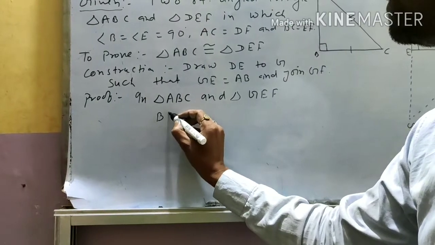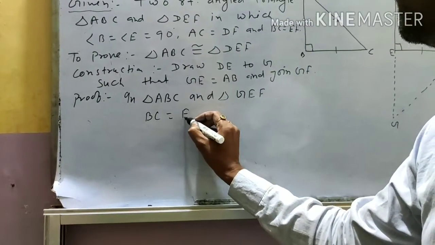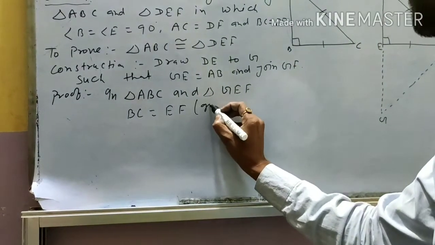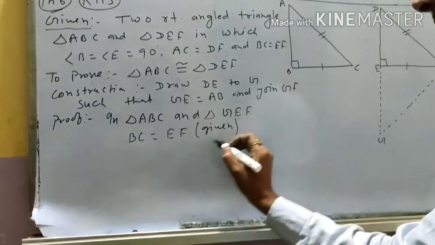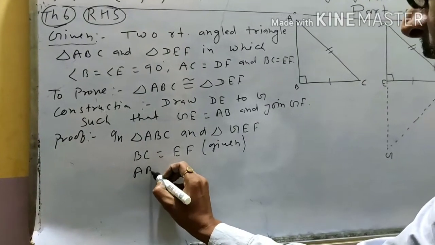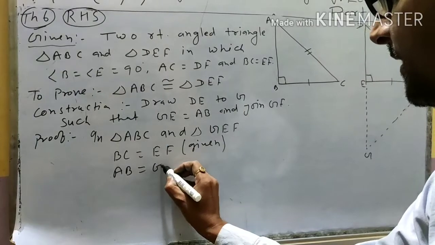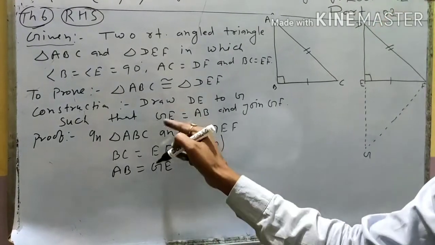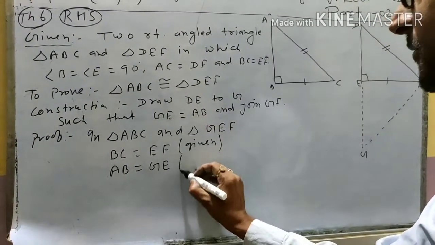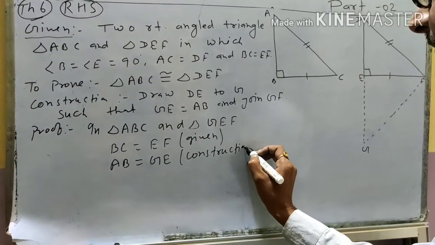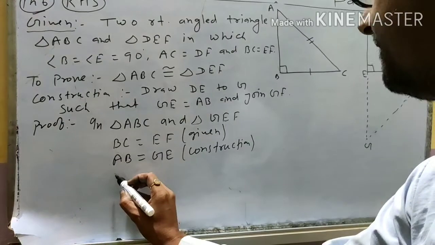Here BC is equal to EF. This information is given. Second, AB is equal to GE. By construction, AB is equal to GE.